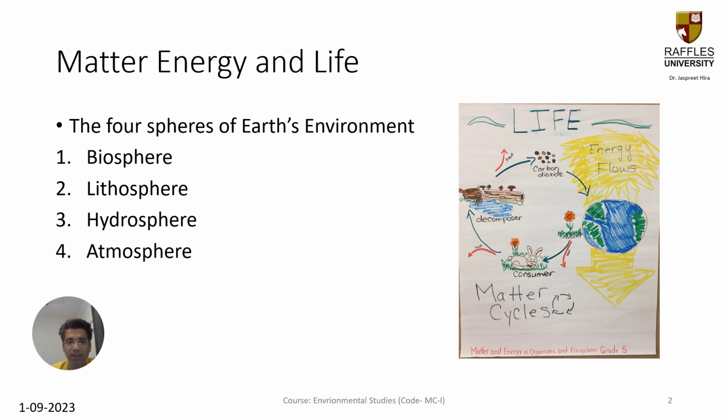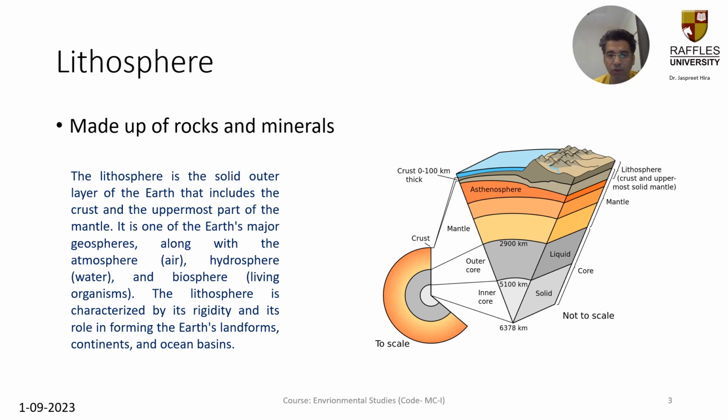Now I come to the next slide, lithosphere. Now what do you see from a lithosphere? It's basically the solid outer layer of the earth that includes the crust and the uppermost part of the mantle. So it is one of the Earth's major geospheres, along with the atmosphere, hydrosphere, and biosphere. So basically, the lithosphere is characterized by its rigidity and its role in transforming the Earth's landforms, continents, and ocean basins.